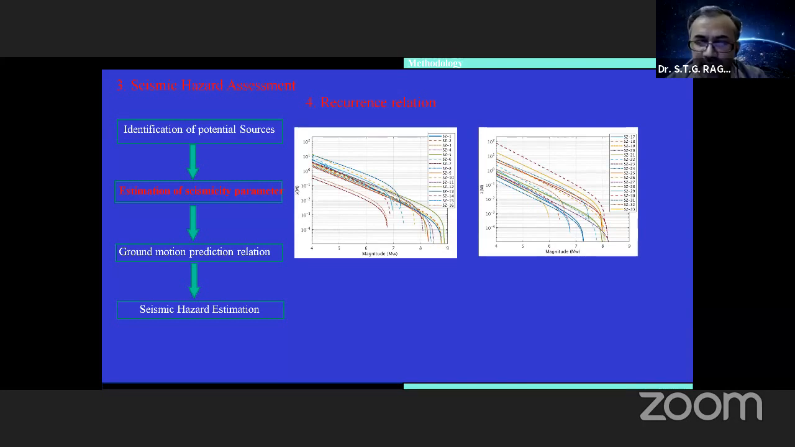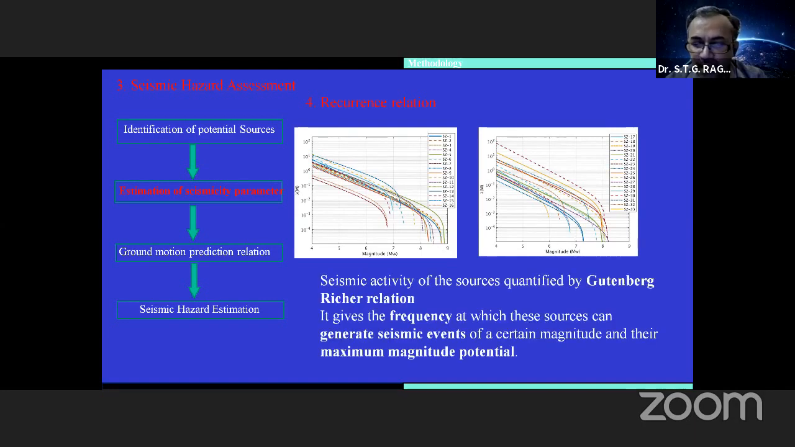That is nothing but the Gutenberg-Richter law. This is a truncated one. You can see here for all the source zones in our country, so total 33 are there. So these are our recurrence relations. Now after these recurrence relations, the next step is the ground motion prediction relations.